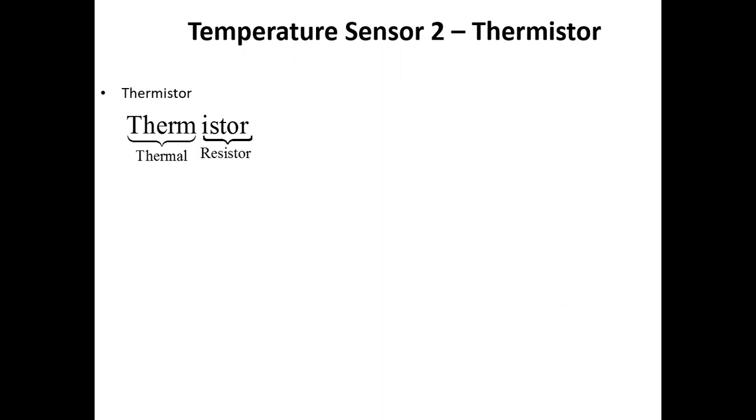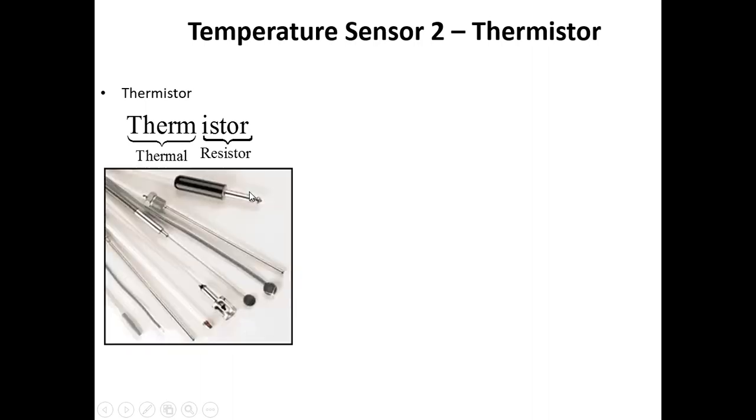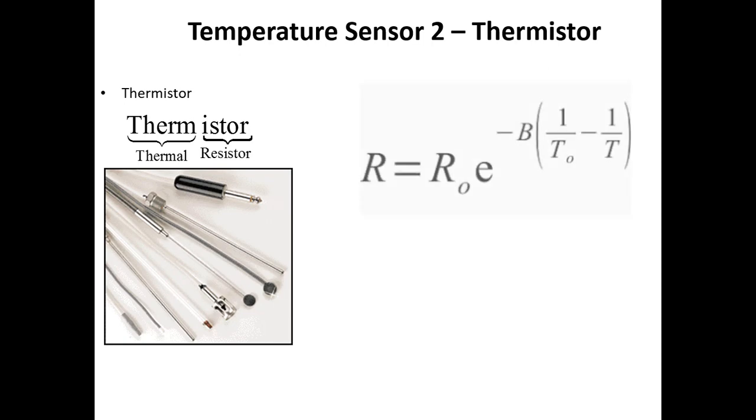There is another type of temperature sensor called the thermistor, and from the name itself it is clear that it has two terms. One is therm, which stands for thermal or temperature, and the remaining part stands for resistor. So it is nothing but a thermal resistor, and they are also very commonly used in our field. There are different types of thermistors available in the market.